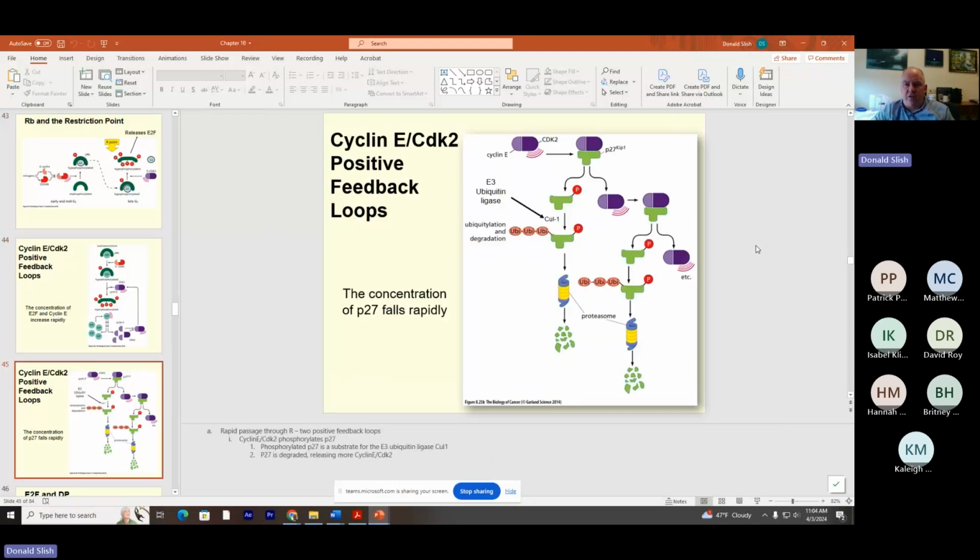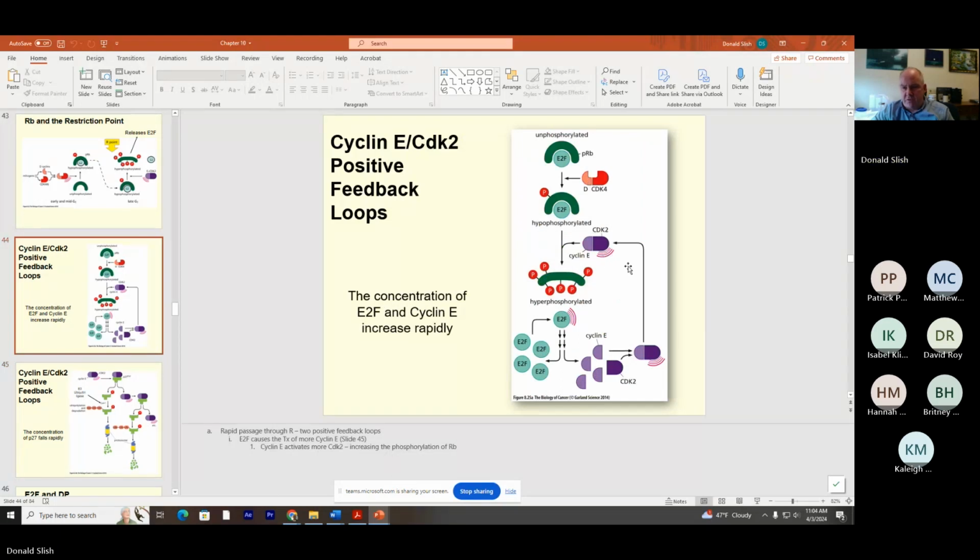The other positive feedback loop has to do with P27. When you have some cyclin E CDK2 activated, it will phosphorylate P27, which then gets degraded. So that's going to activate more cyclin E CDK2, because you're breaking down the inhibitor there. So those are our 2 main positive feedback loops. And what that tells us is that when you get a little bit of E2F released, you get a really rapid increase in cyclin E CDK2 activity, hyperphosphorylating more, and it has a fast forward effect there.